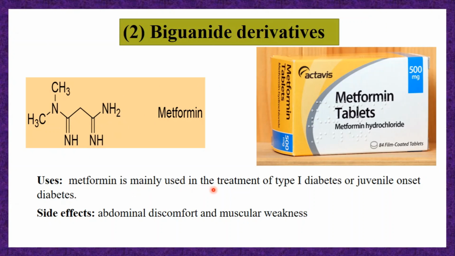Metformin is used in the treatment of type 1 diabetes or juvenile onset diabetes, and in combination with other drugs it can be used for the treatment of other types of diabetes. It can also be used with sulfonylurea, that is glibenclamide. The side effects are that it causes abdominal discomfort and muscular weakness.